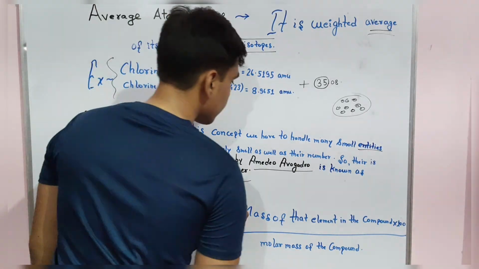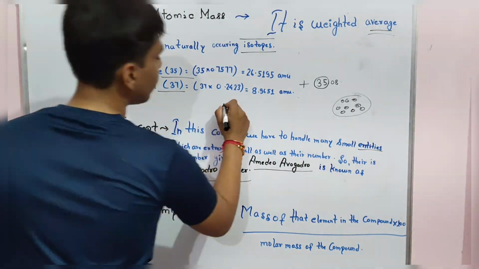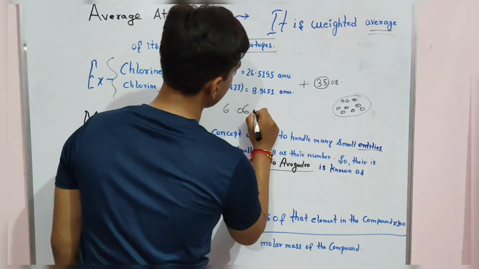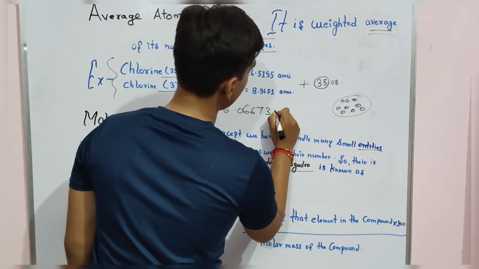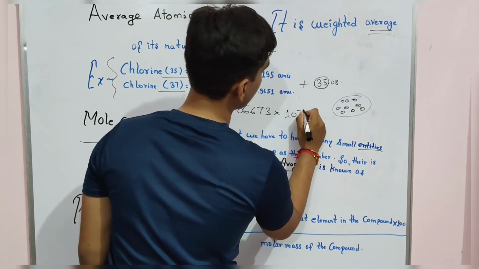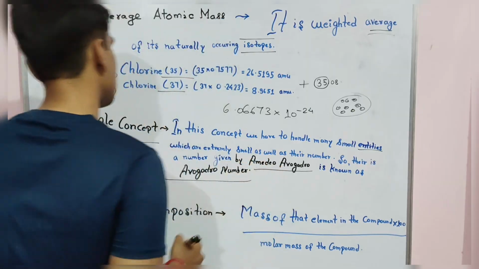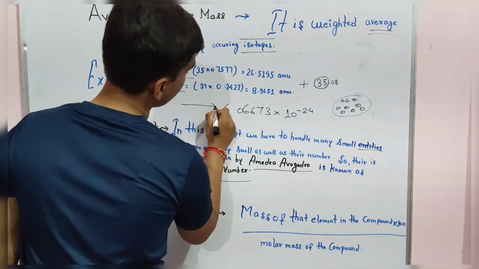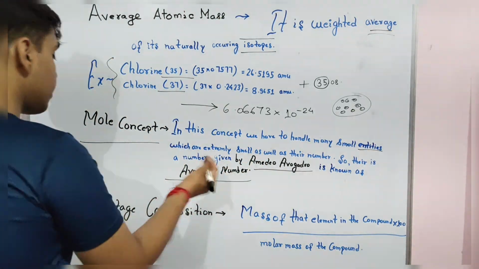So this Avogadro number is 6.06673 into 10 to the power minus 24. Our Avogadro number is that. This is our Avogadro number. We can do equations by that number.